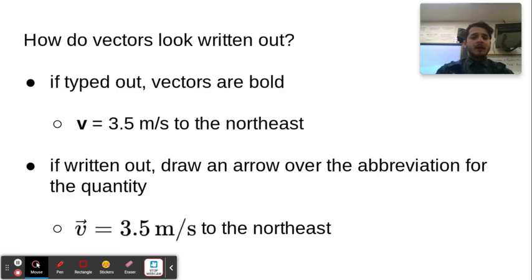If you see me type it out, I'll always make a vector bold. If I'm going to write it out, I'm going to put an arrow on top. I was able to type it here in this case, but that also is how you can write vectors too, by putting that arrow on top.